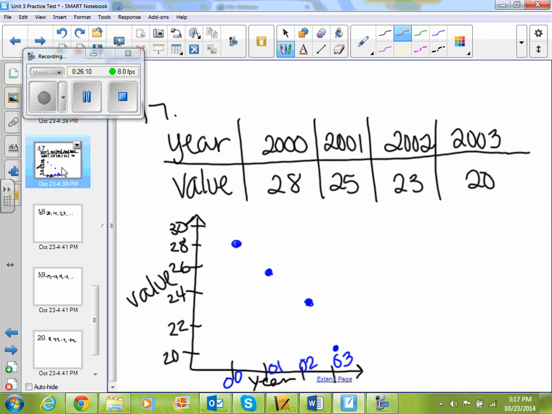Negative. And it has a negative correlation because it's going down. Very good. Okay, what type of correlation is it if it's going up? Positive. And what type of correlation is it if it's all over the place? No correlation. Yep. Negative goes down, positive goes up, and if it's all over the place, then it's no correlation. Okay, since all these ones went down, it's negative.